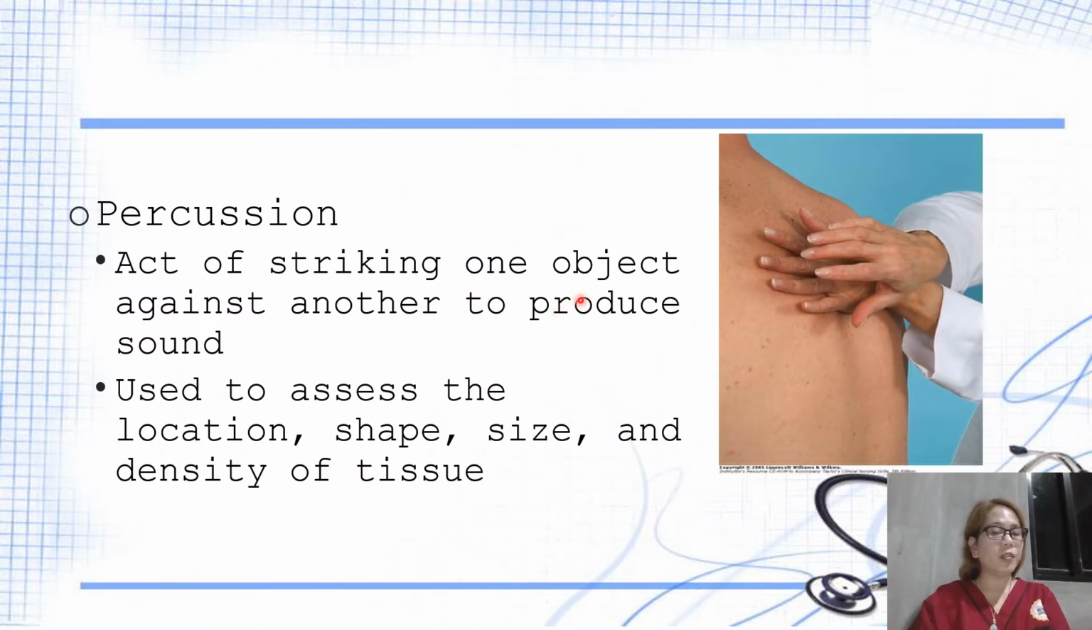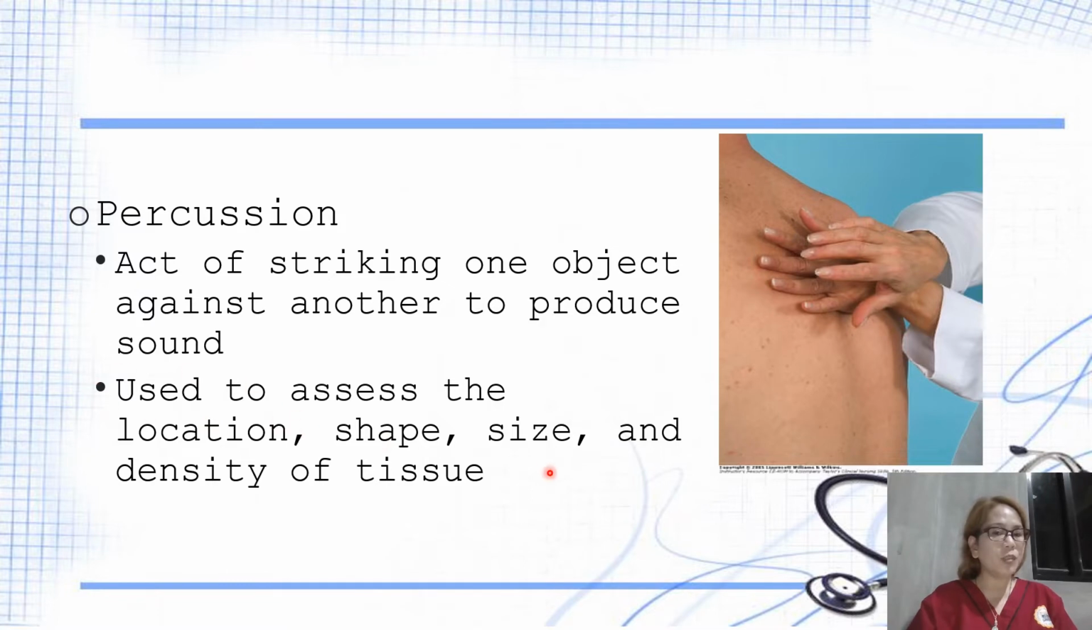Okay, so another technique of health assessment is percussion. It is an act of striking one object against another to produce sound. As you can see in the picture, if you are checking for the tone, you can use the third or the middle finger, so you can do it like this. There is an example of how to do this in the demonstration part of this presentation.